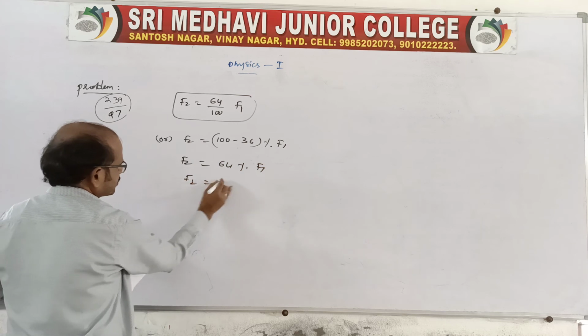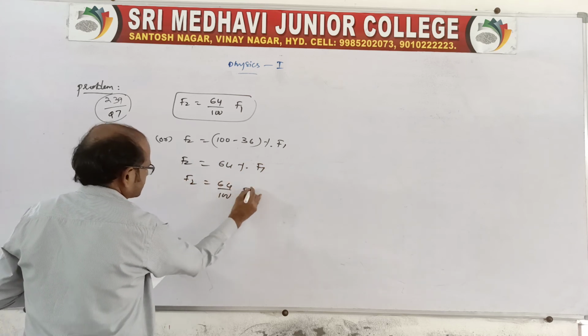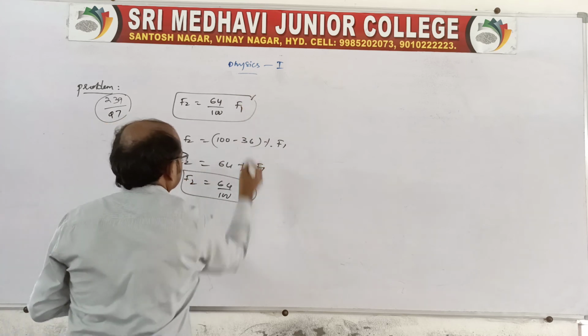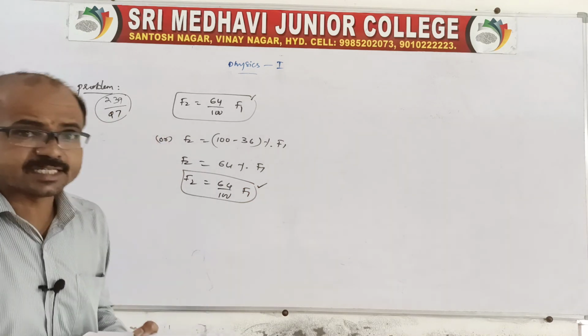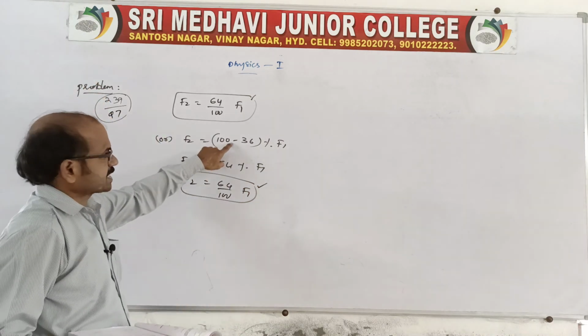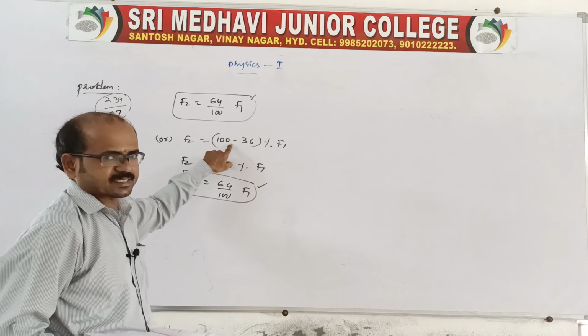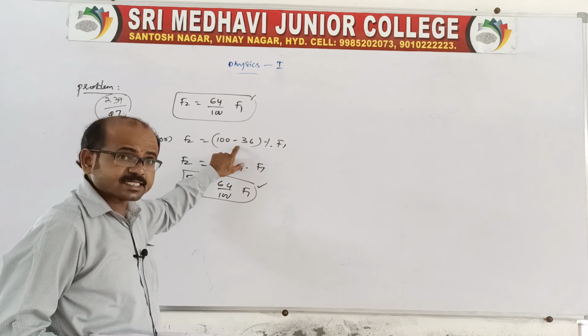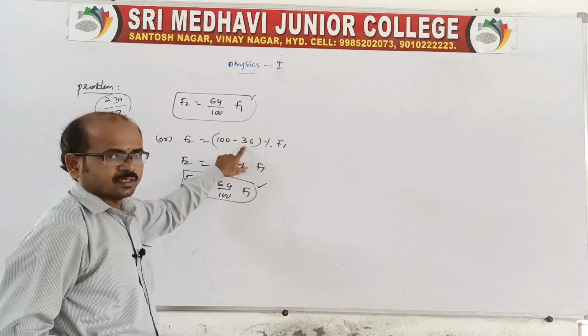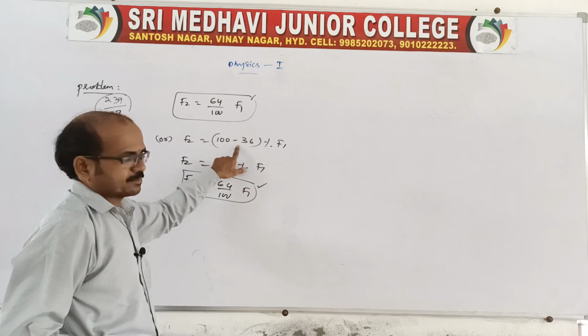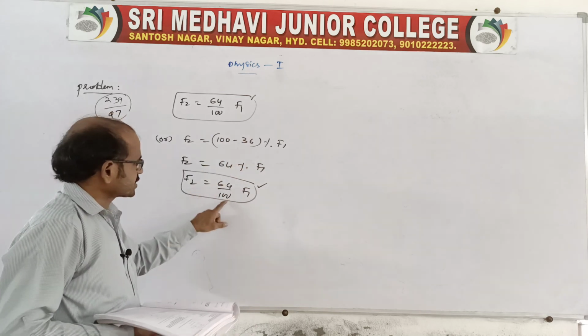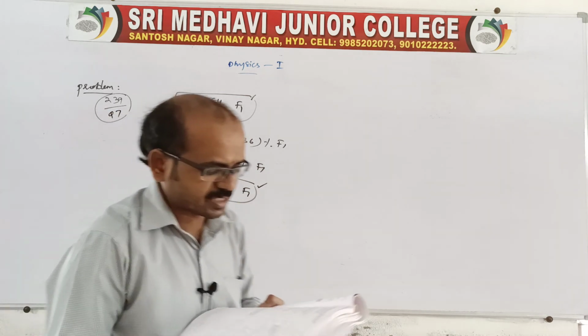Then F2 is equal to 64 by 100 of F1, the same. We can take it either way. Sometimes he may give you increased, and increased means you add. Now it is decreased, so you subtract. If increased is given, then you add. So F2 will be 64 by 100 of F1, which is the first one given.